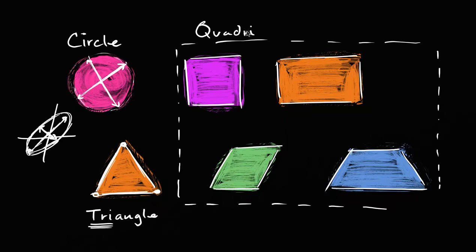So our name for any shape that has 4 sides is quadrilateral. And when you see this quad at the beginning of the word, that's a pretty good sign that you're dealing with the number 4. 4 sides. That's what quadrilateral means.